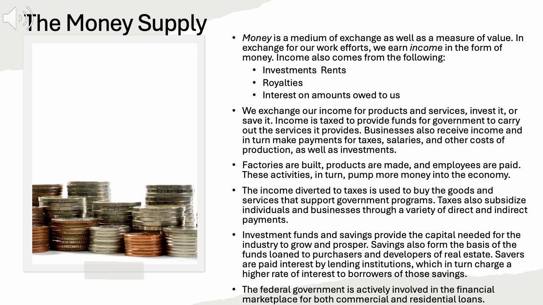Businesses also receive income and in turn make payments for taxes, salaries, and other costs of production, as well as investments. Factories are built, products are made, and employees are paid. These activities, in turn, pump more money into the economy. The income diverted to taxes is used to buy the goods and services that support government programs. Taxes also subsidize individuals and businesses through a variety of direct and indirect payments.